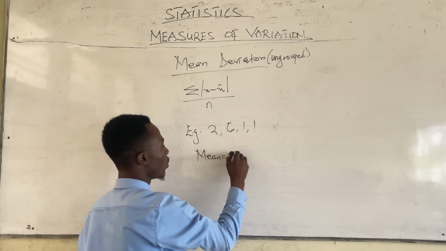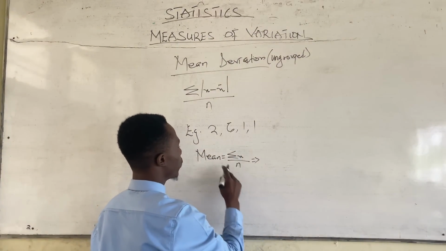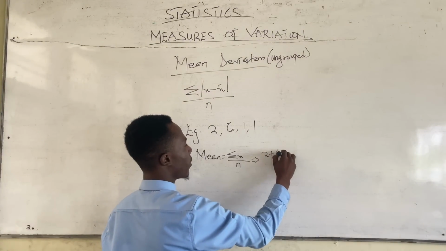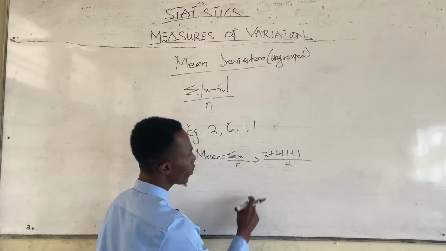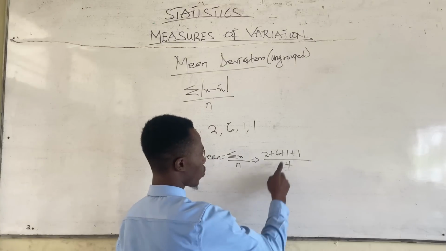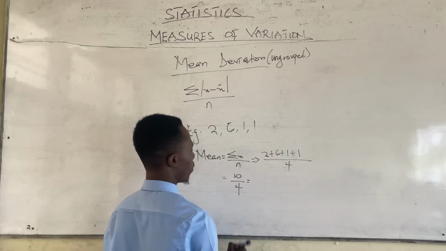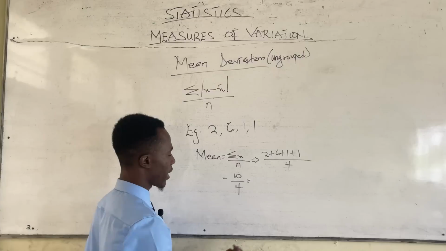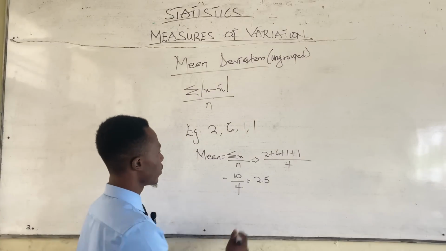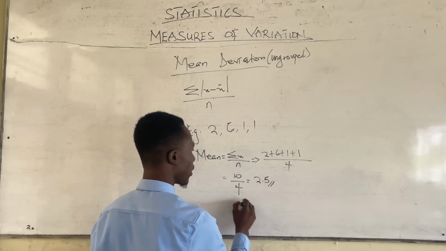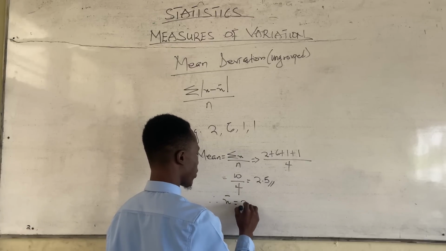Now we say mean is equal to summation x, because we are going to add all the x values and divide by n. So we add 2 plus 6 plus 1 plus 1, then we count 1, 2, 3, 4, so we divide by 4. 2 plus 6 is 8, plus 1 is 9, plus 1 is 10. So we have 10 over 4, which is 2.5. Therefore the mean, or x bar, is 2.5.